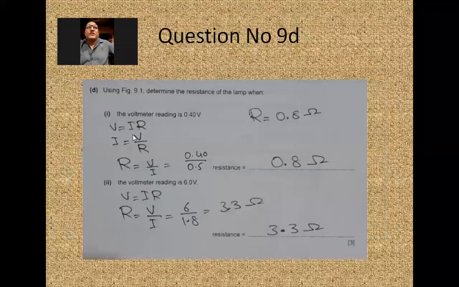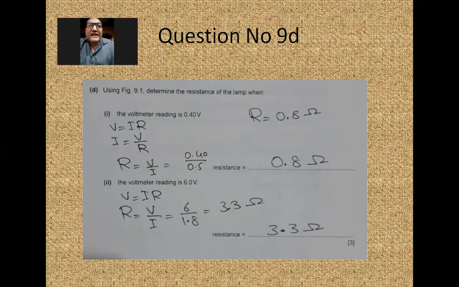Okay. So you know V is equal to IR, I will be equal to V by R, and R will be equal to V by I. This is the resistance. The resistance will be V by I. So from the figure, I know when the voltage is 0.40, the current is 0.5. So 0.40 divided by 0.5 gives you 0.8 ohm. So the resistance of the filament will be 0.8 ohm.